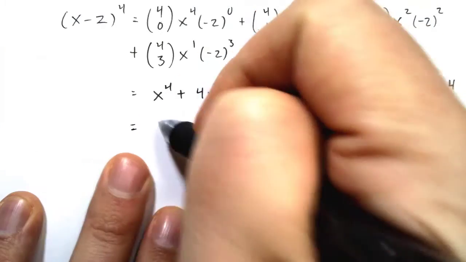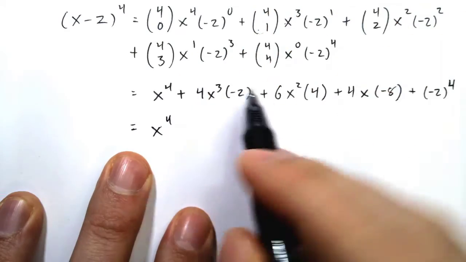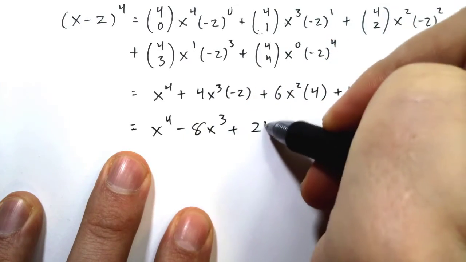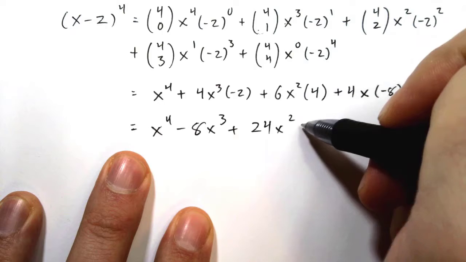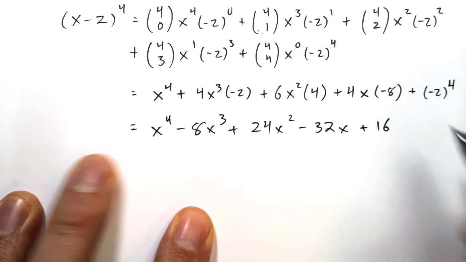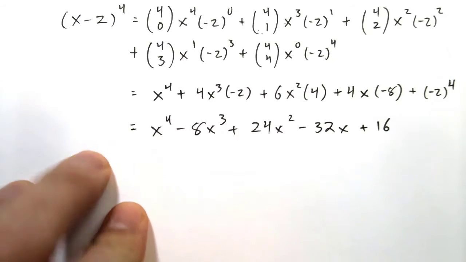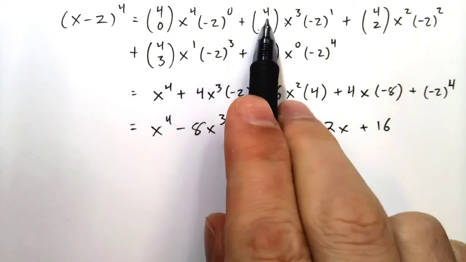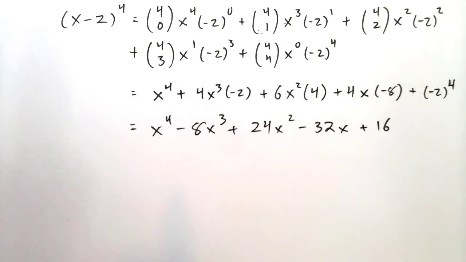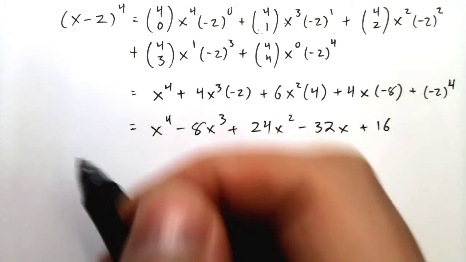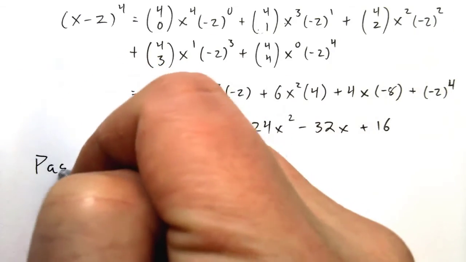All right, so let's write this out. So x to the 4th minus 8x cubed plus 24x squared minus 32x plus 16. And we're done. Now let me show you one other trick here. Figuring out these coefficients, when these numbers are small, there's a trick you can use to do that, and that's called using Pascal's triangle.